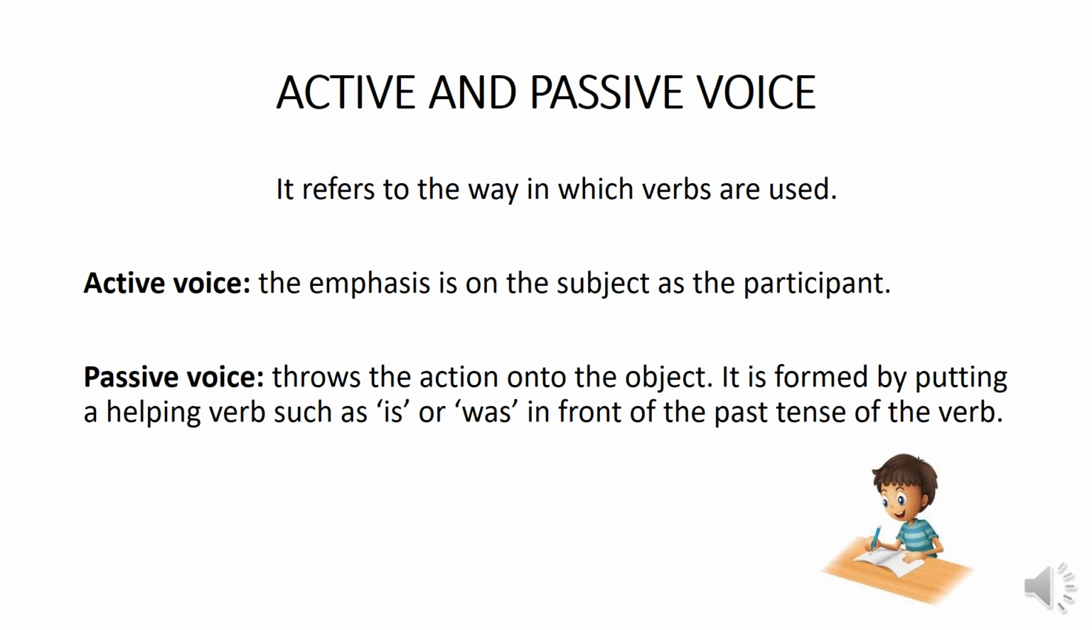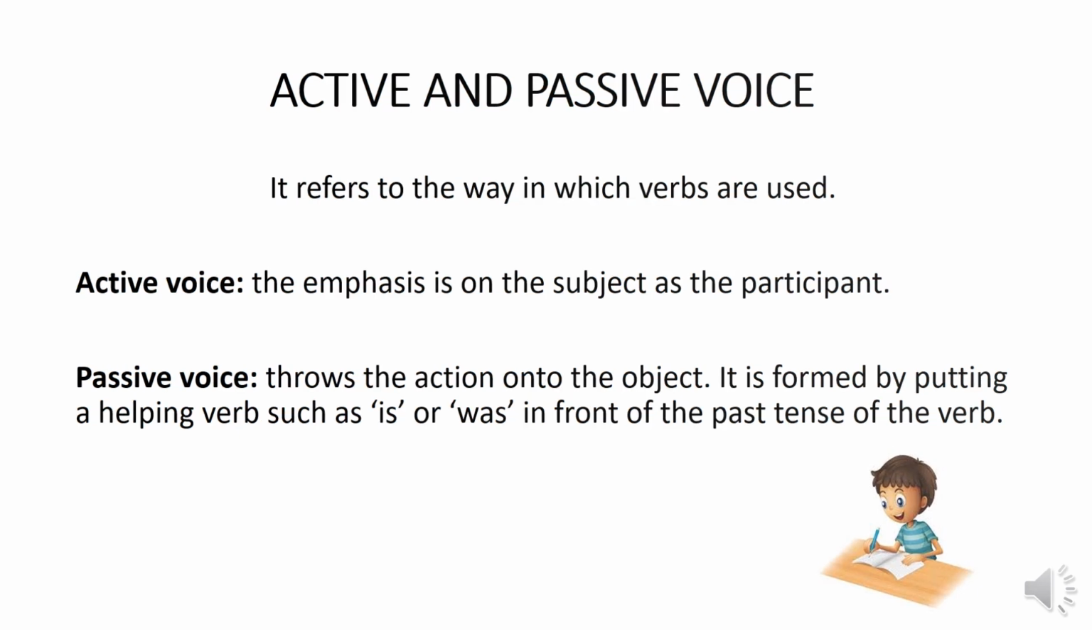So active and passive voice, we're done with sentences. It refers to the way in which verbs are used. In active voice, the emphasis is on the subject as the participant, while in passive voice, the emphasis in most cases could be taken away from the subject, which sometimes could be misleading. It throws the action onto the object. It is formed by putting a helping verb such as is or was in front of the past tense of the verb.